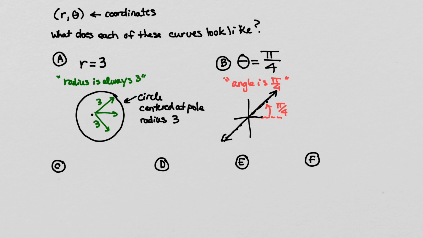What if I wrote something like this? R equals 4 cosine theta, or r equals negative 1 plus cosine theta, or r equals negative 1 plus 2 cosine theta, or r equals secant theta. Okay, so what happens when I start putting r's and thetas together? Then what do these curves look like?